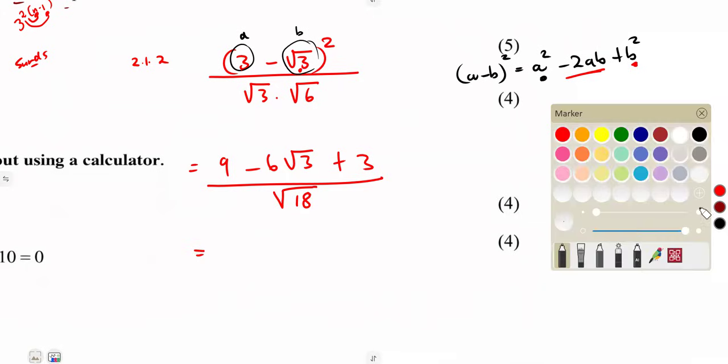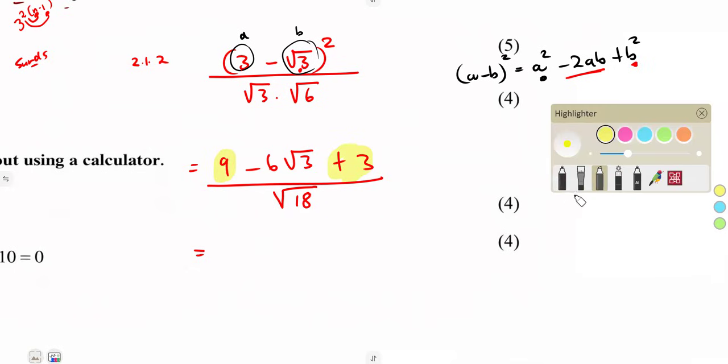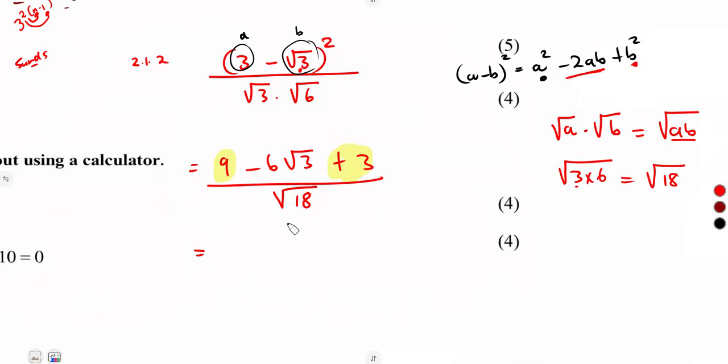All right, so anyways, let us start with the numerators. Add these constants 9 and 3. Add those like terms. So that was going to give us a 12 minus 6 square root of 3, everything over the square root of 18.